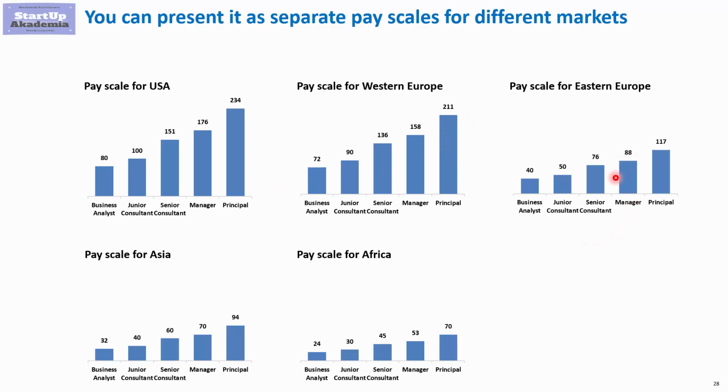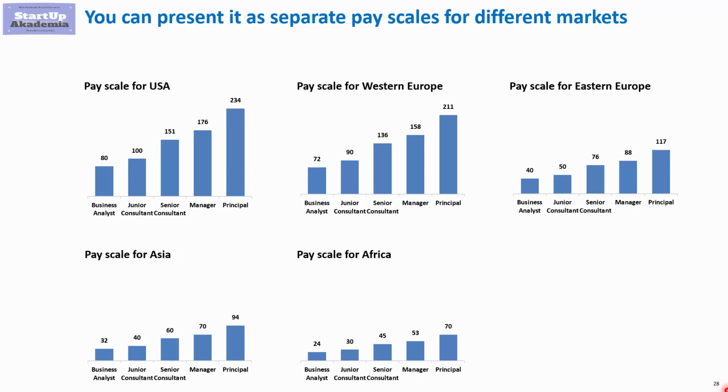In other words, all the managers in Eastern Europe will earn 88,000. However, if you were a manager in Western Europe, you would be earning more, 158,000, and even more in the USA. So as you can see, we allow for differences of salary on the same position, but between regions. Within the same region, there is a set pay scale, which determines all the salaries.